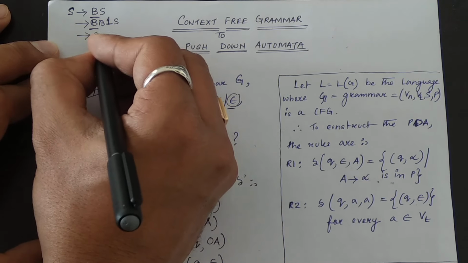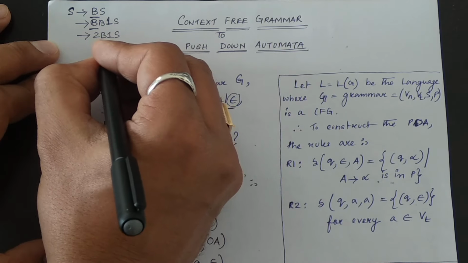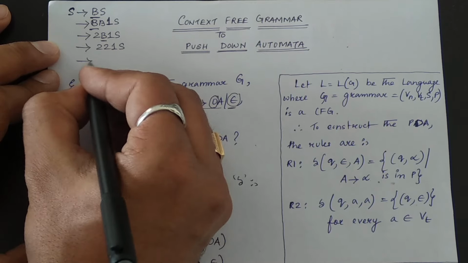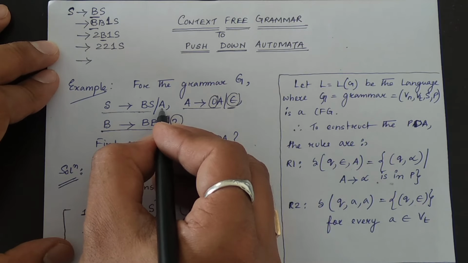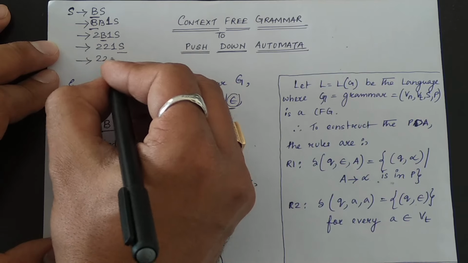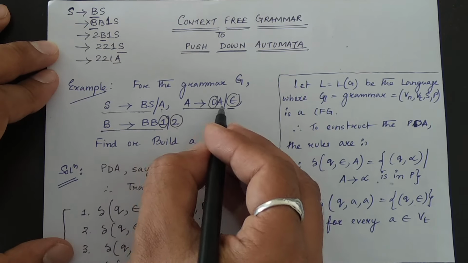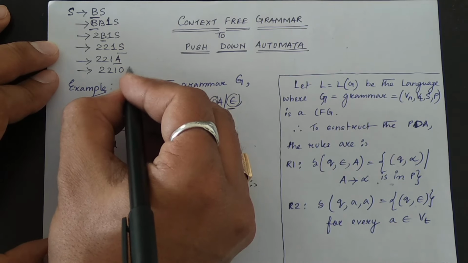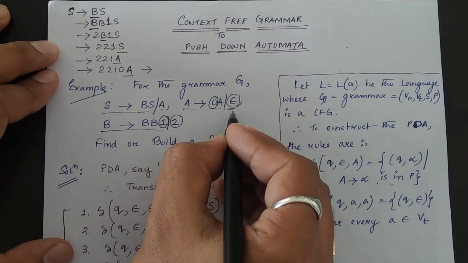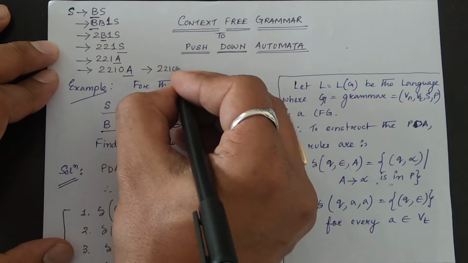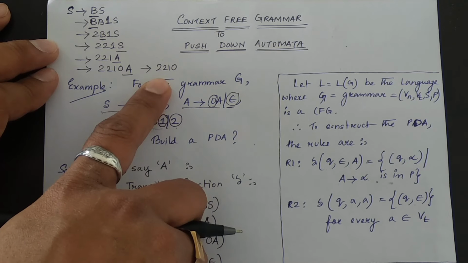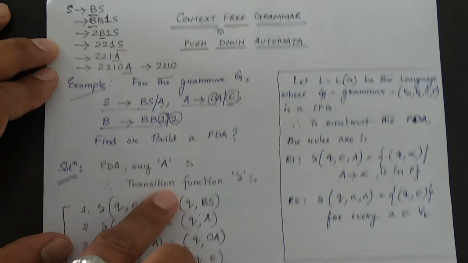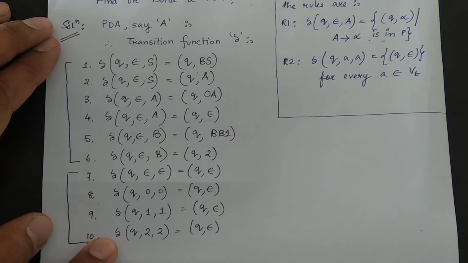Then for the first B I am deriving this particular 2, so 2B1S. For this B again I am writing this 2, so 2 2 1S. For S I am taking this A, suppose. So 2 2 1A. For A I am taking 0A. Then what will be the string? 2 2 1 0 A. And for A I am taking epsilon. So what will be the string? 2 2 1 0. So for S I am taking this string as whatever I have derived. Based on this I will test these particular steps.